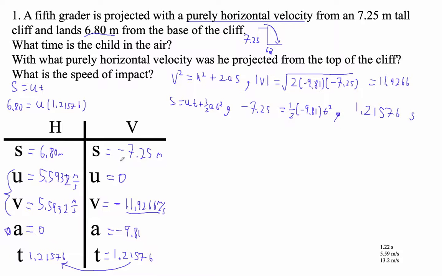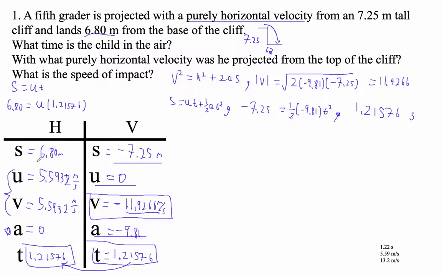Okay, so now I've identified the things that I knew, and I calculated the things I could, basically filling in the table. Now we have to go to answering the questions. I calculated these things, and these guys are the same because there's no acceleration. So what time is the child in the air? 1.22 seconds. What's the purely horizontal velocity? That's this guy. It's the horizontal velocity, 5.59. He's running for his life.